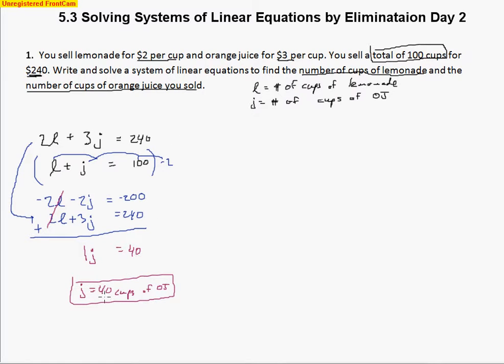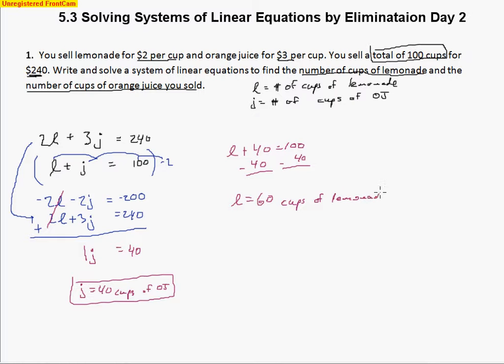And so if I want to find out the number of cups of lemonade, I'd have to take that 40 cups and substitute back in. So I'm going to put it into this quantity equation that I had. So I'm going to have L plus 40 equals 100. If I go ahead and subtract the 40 from both sides, that would give us how many cups of lemonade I'd have. So it looks like it's 60 cups of lemonade.